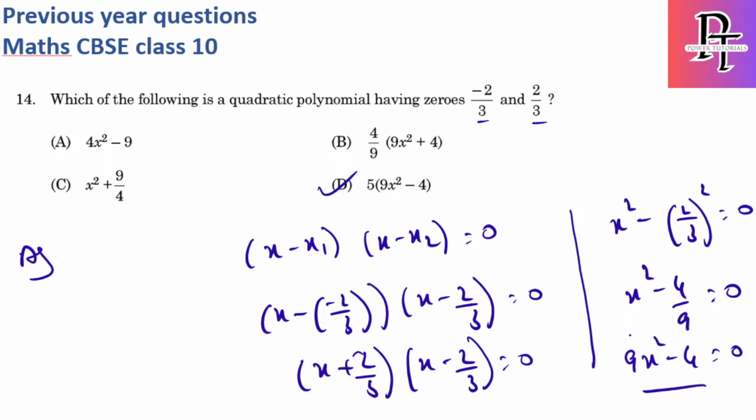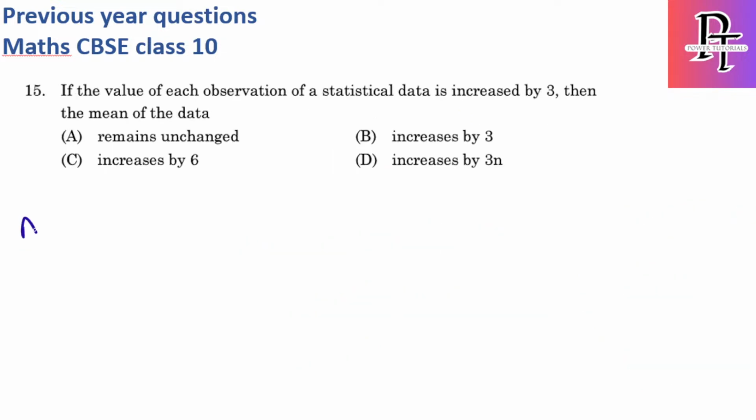Okay. Solve 15th. If the value of each observation of statistical data is increased by 3, then the mean of the data, okay, this is also increased by 3 only. I will prove it. So let's suppose we have 3 values, x1, x2 and x3. Let's write it as 1, 3, 5 as the numbers. The mean will be (1 plus 3 plus 5) by 3, which is 9 by 3, which is 3.